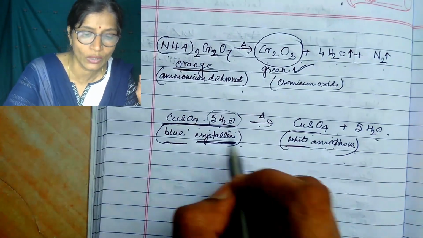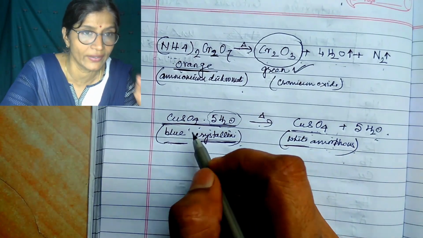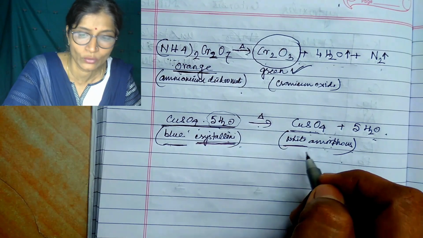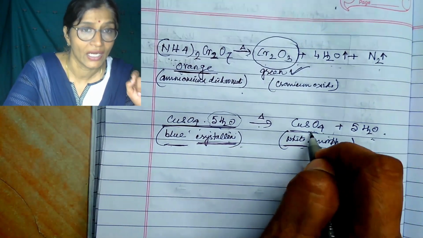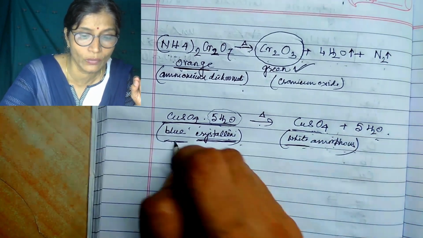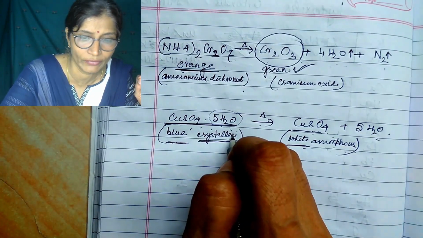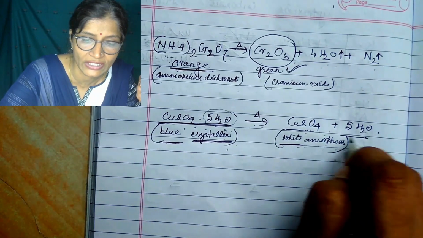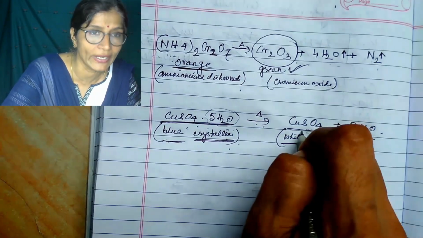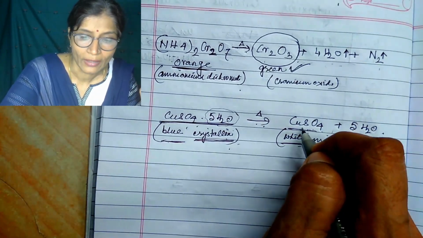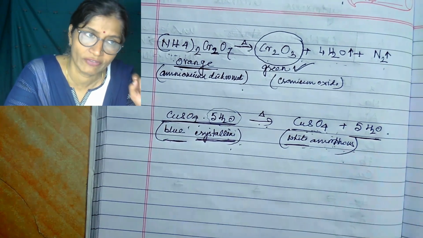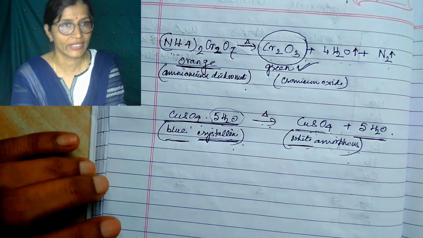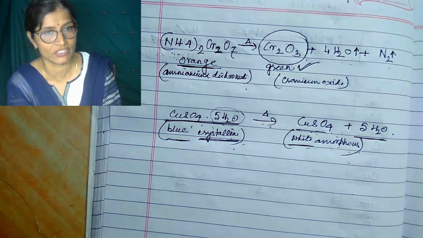So when blue colored crystalline hydrated copper sulfate salt is heated, it is converted to white amorphous anhydrous copper sulfate. Blue crystalline hydrated copper sulfate, when heated, due to the loss of water of crystallization, will give white amorphous anhydrous copper sulfate salt. So this is all about the decomposition reaction. Now next we will discuss the displacement reaction.